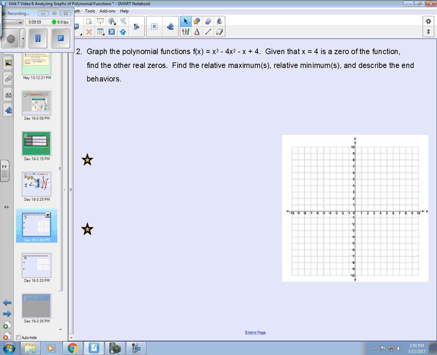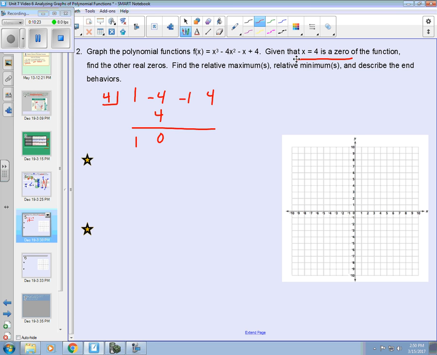All right, let's try another one here. This one's on the back. We want to do the same thing, find the zeros. Okay, so let's start by doing synthetic division. It tells us 4 is a 0. So if we put 4 in our box, put the coefficients 1, -4, -1, and +4 here. Let's see what we get. Okay, multiply, add, multiply, add, multiply, add. Looks like again we get a remainder of 0.